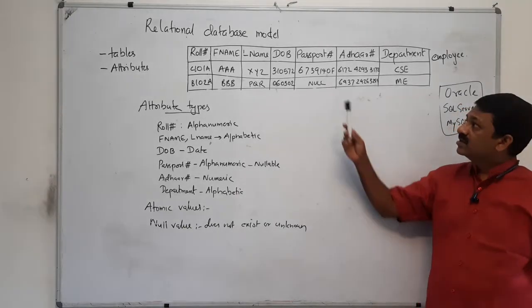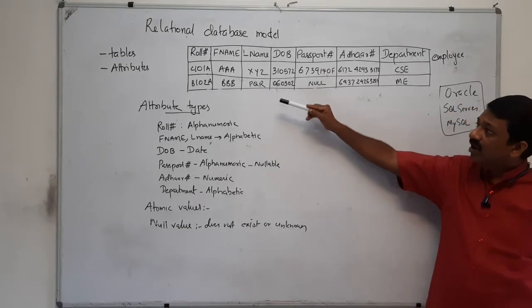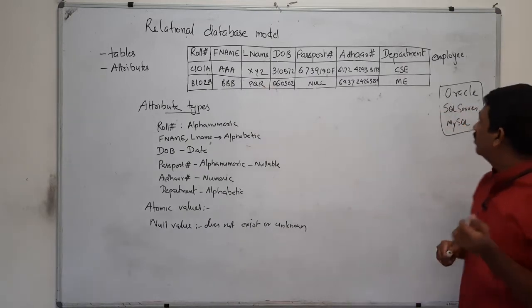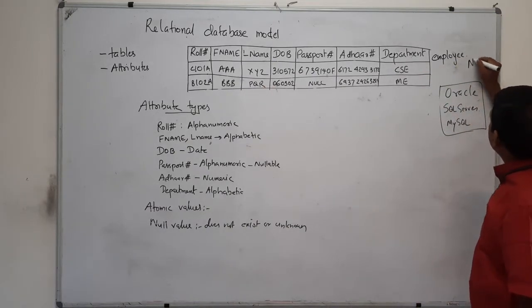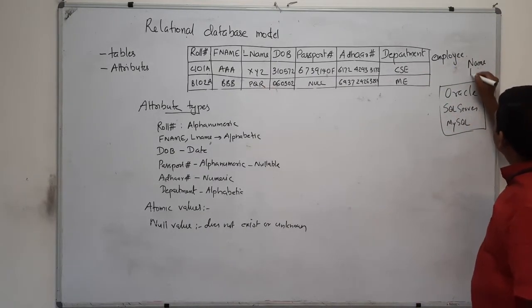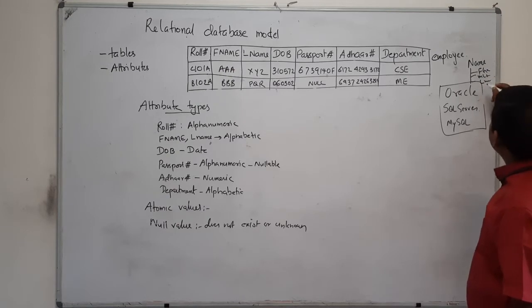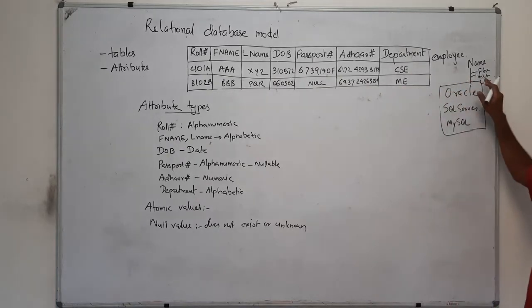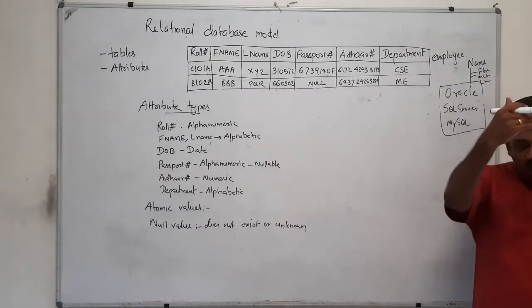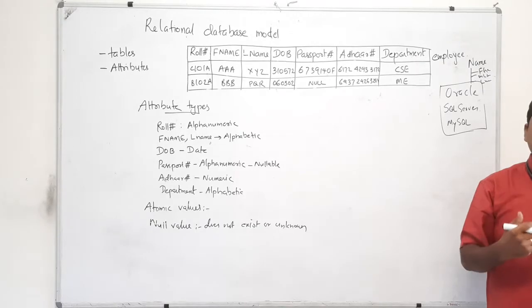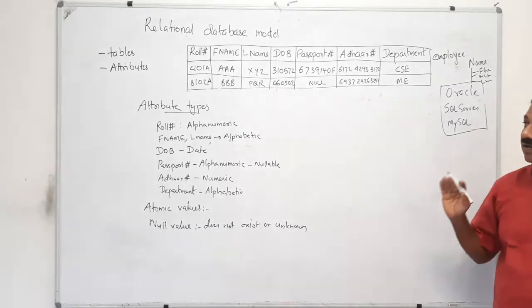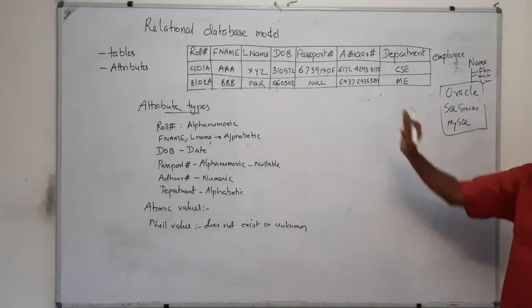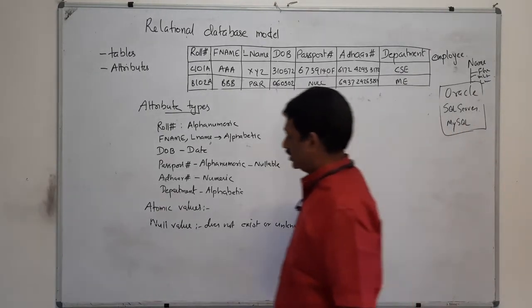Atomic in the sense you cannot further divide that. For example, suppose that you have an attribute like name, and suppose that this name is having first name, middle name, and last name. Name is the attribute, and first name, middle name, and last name are the parts. You are going to further divide that name into three. That means these kind of attributes are not allowed as far as relational data model is concerned.